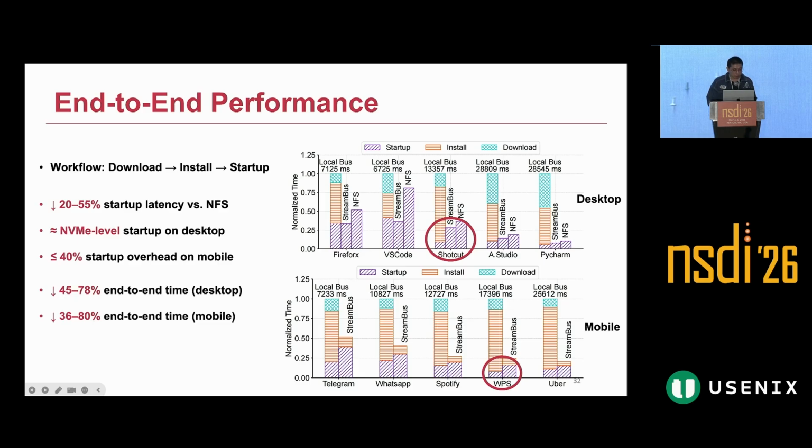Moreover, for end-to-end application delivery, StreamBus reduces total time by 45 to 78% on desktop and 36 to 18% on mobile compared to the native workflow.